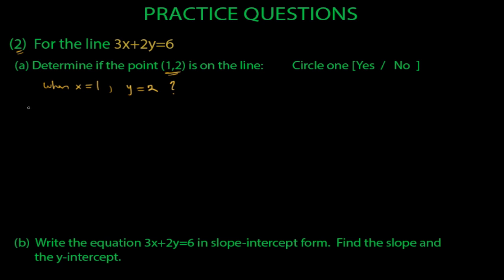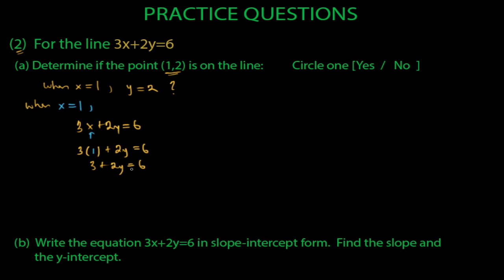When x equals 1, we make the substitution here and find the corresponding value of y. The equation we are given is 3x plus 2y equals 6. Substituting, we have 3 times 1 plus 2y equals 6, and this becomes 3 plus 2y equals 6. To remove 3 from this side, we deduct 3 from both sides.